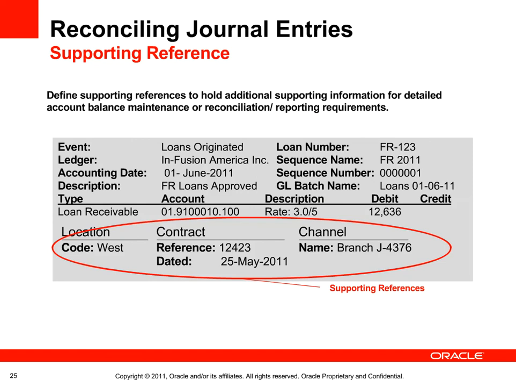Supporting references allow the capture of several transaction attribute values on a journal entry header or line, with each attribute available as a separate value. Description, on the other hand, is a single string which can contain several attribute values. The difference makes supporting references more suitable to use as a reporting dimension where you may want to slice and dice the data. This example shows location, contract, and channel of the loan origination as the supporting information available on the journal entry line. Optionally, you may choose to maintain account balances for any of these attributes.